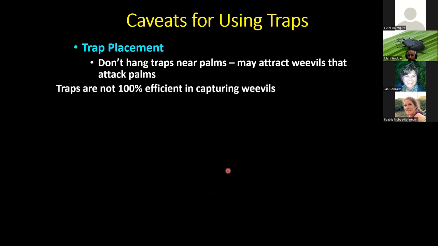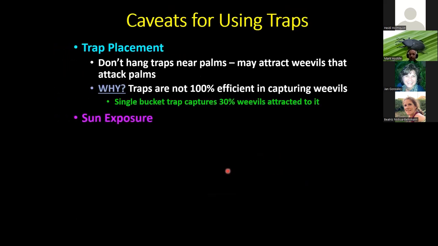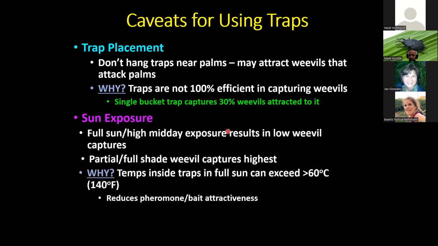So some caveats for traps. Don't hang your traps near palms. The traps may attract the weevils, and the weevils may miss the trap and end up attacking your palm tree. The bucket trap will only capture 30% of the weevils that are attracted to it. The Bakusan trap will trap more than 95% of the weevils attracted to it.